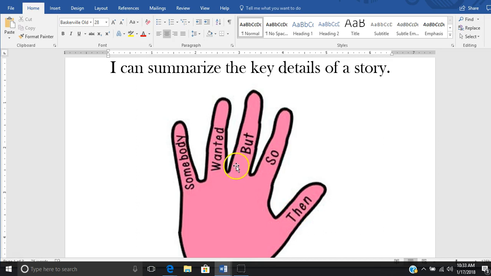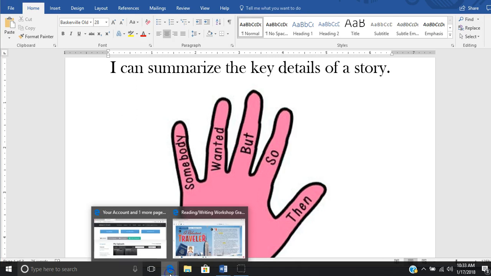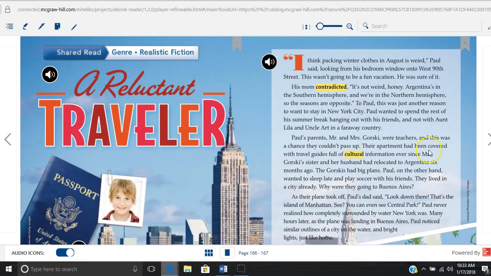You can again pause the video if needed, and we're going to read a story together. Okay, so by the end of this story, what you should have is everything filled out on your somebody wanted but so then.